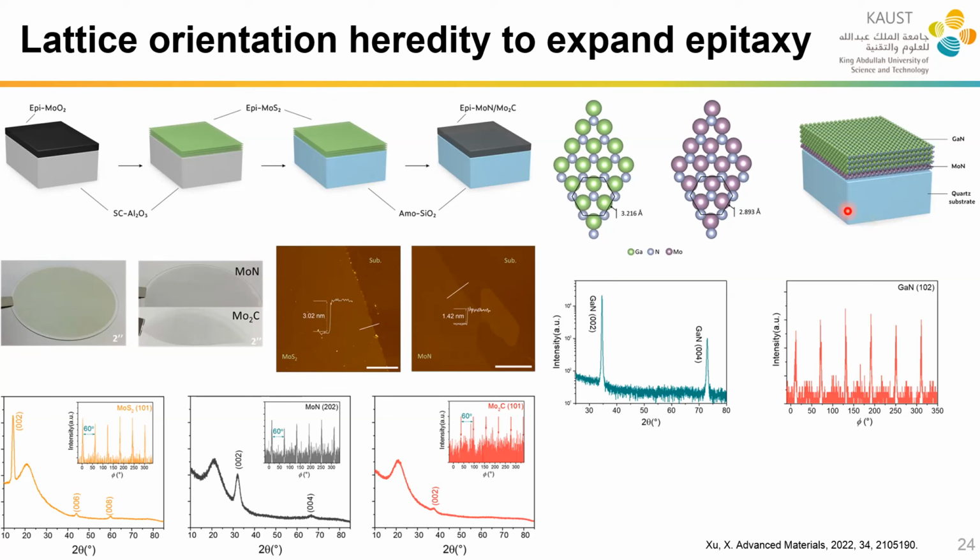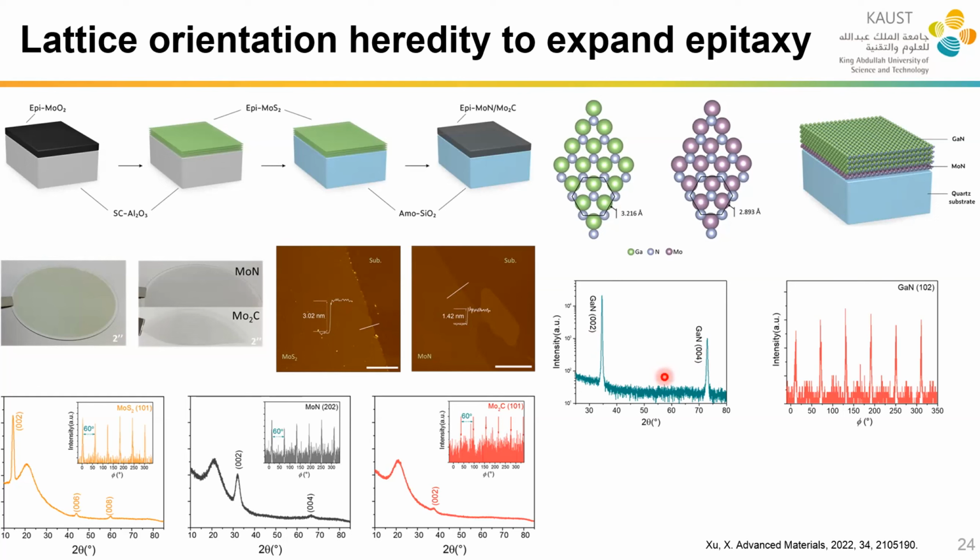Especially recently, gallium nitride is a very popular material in the advanced semiconductor industry. So we are thinking, if we use our molybdenum nitride as a seeding layer on the surface of glass, then we can achieve gallium nitride with a mono-oriented feature as well. Here is our experimental demonstration.